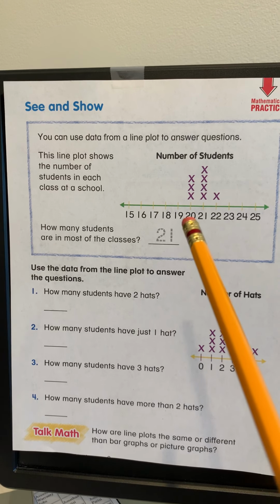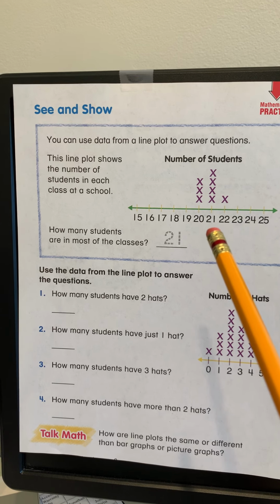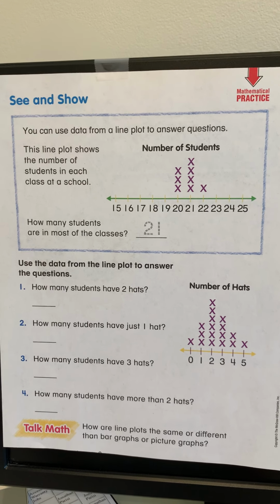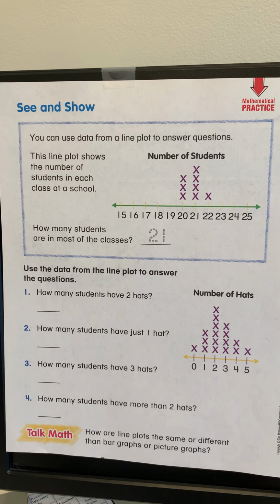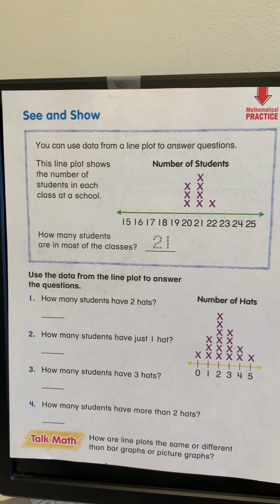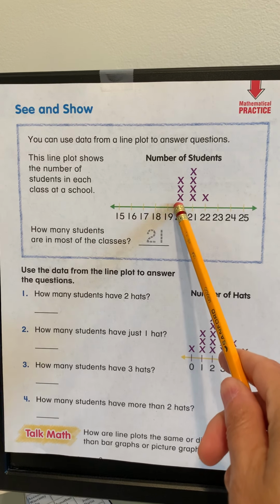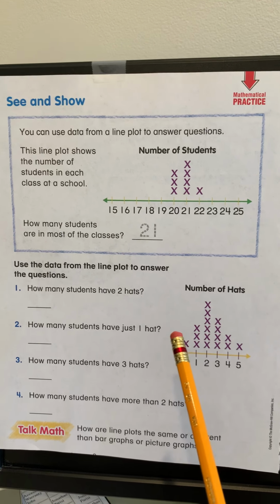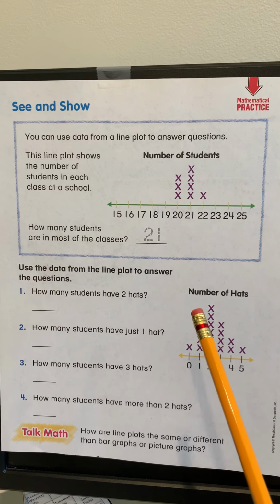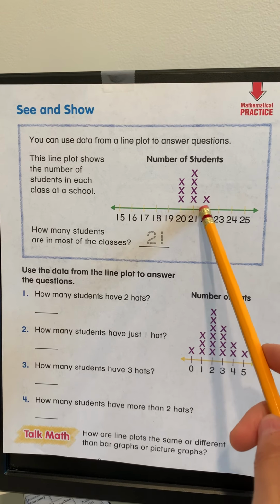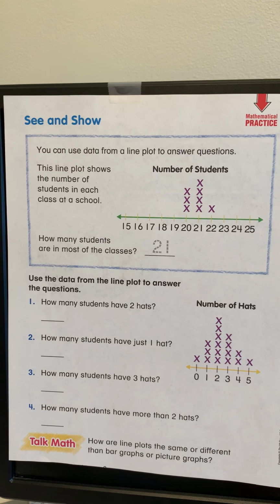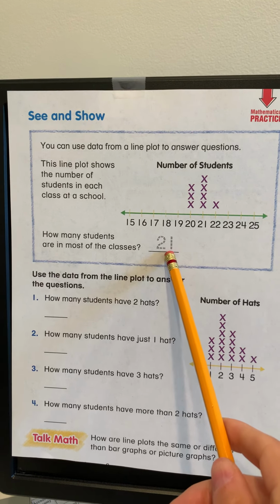Now, number 20, 21, and 22 is what I need you to focus on. Those all have X's. They're asking you how many students are in most of the classes. Well, if you look at 20, that had 3 X's, 1, 2, 3. If you look at 21, it had 1, 2, 3, 4. If you look at number 22, it only had 1. So how many students are in most of the classes? If you said 21, you are correct.